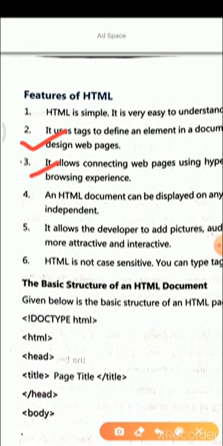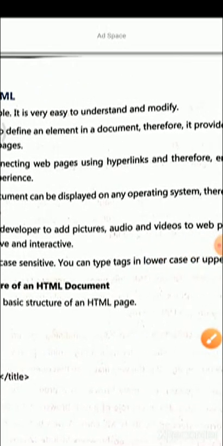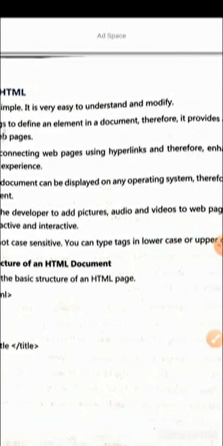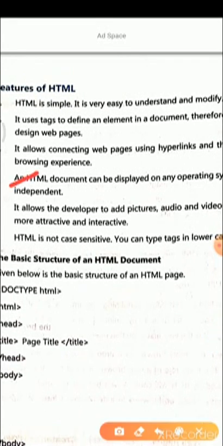Now the third feature is that it allows connecting web pages. Using HTML you can connect multiple web pages to each other. We know the blue colored link where we click and navigate to other web pages. This kind of link can be created using HTML. Then the fourth feature is that an HTML document can be displayed on any operating system. It is one of the most important features that HTML is supported by all operating systems, including Android, Windows, Mac, Linux, Unix, all.